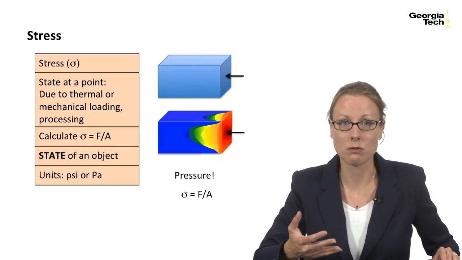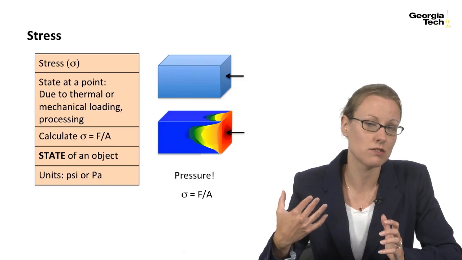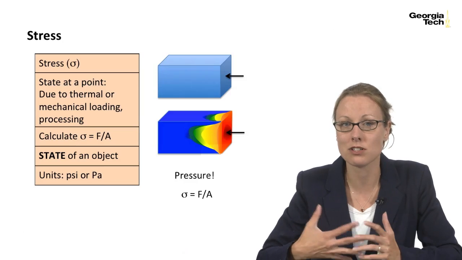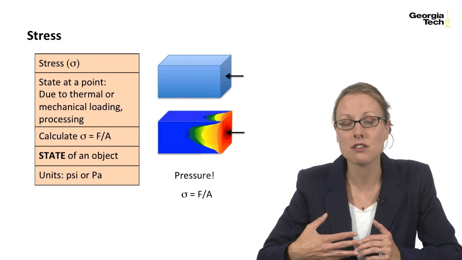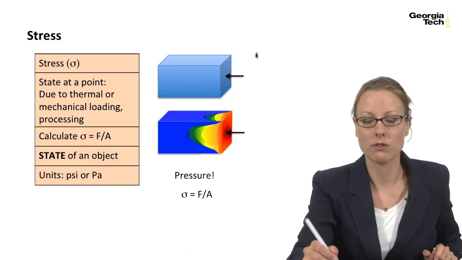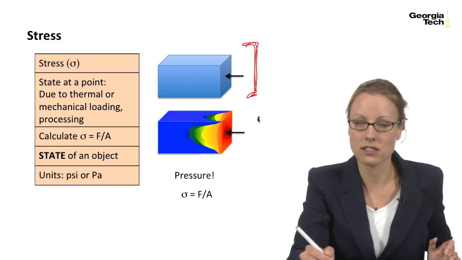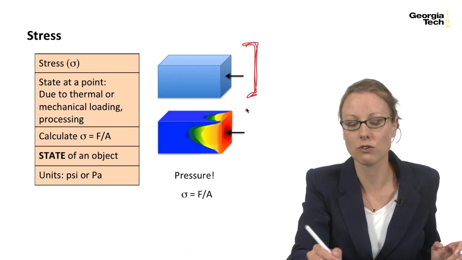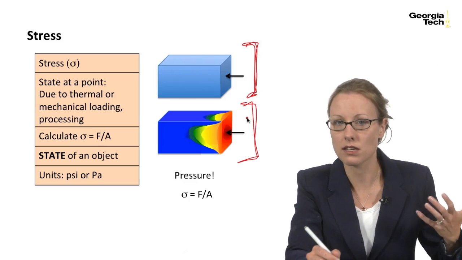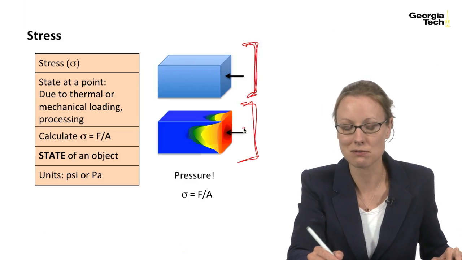So if we think of stress, we can think about it as a pressure. It's a state at a point. Again, it's due to mechanical or thermal loading. Typically, the most common equation to calculate it is sigma equals F over A, and the units are in PSI or pascals. On our top bar here, we have a load being applied on the exterior, and what we can imagine is these internal pressures, or internal stresses, from this load. When you think of a stress, the way I typically think of it is as a pressure inside the object, hence the PSI units, right? Force over area.